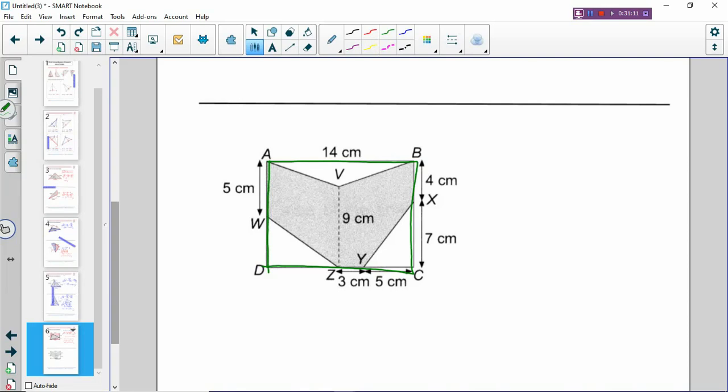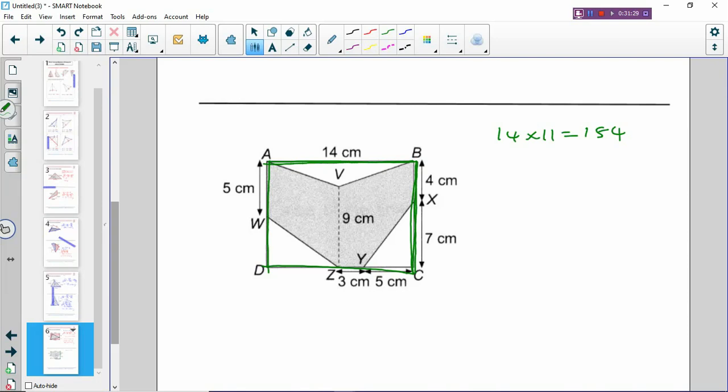So can you find the whole figure? What's the whole area? You have 14 times 11, right? The side here is 11. So you have 14 times 11. You have to do your working. And the area of the whole figure is 154.